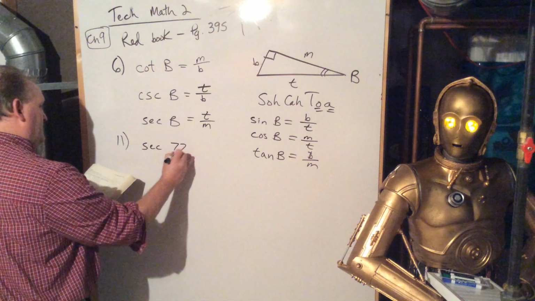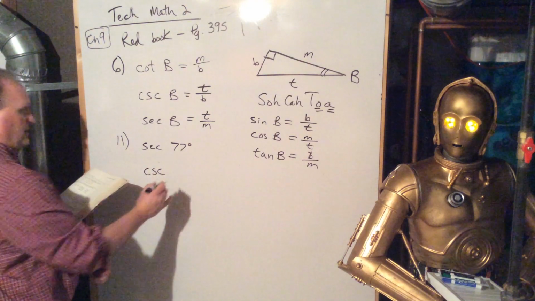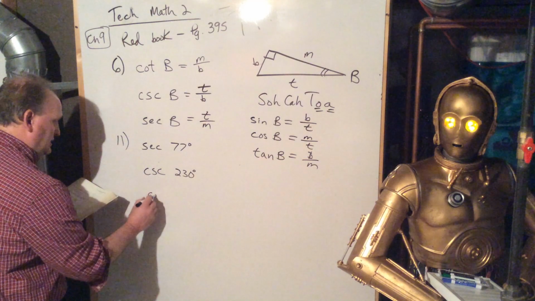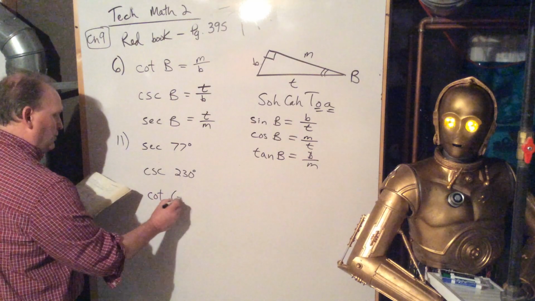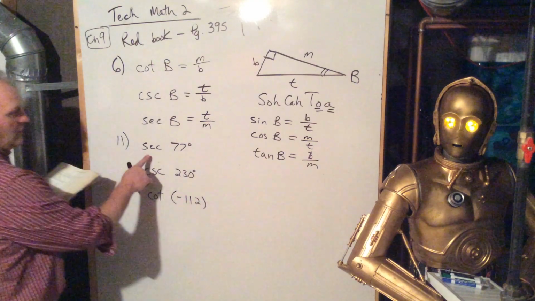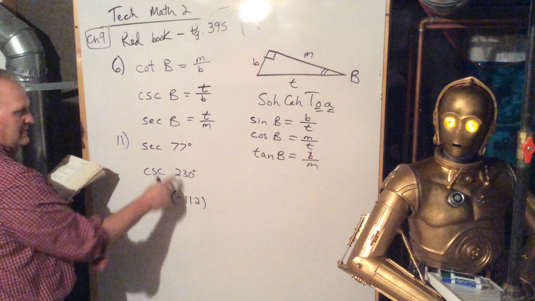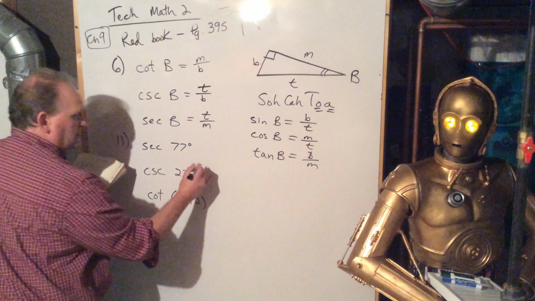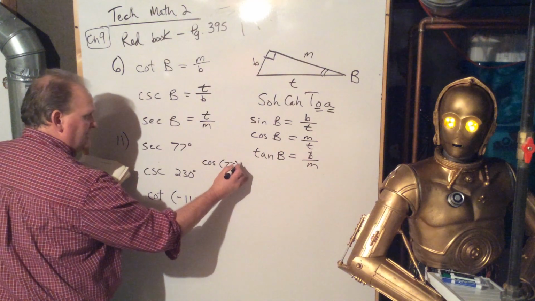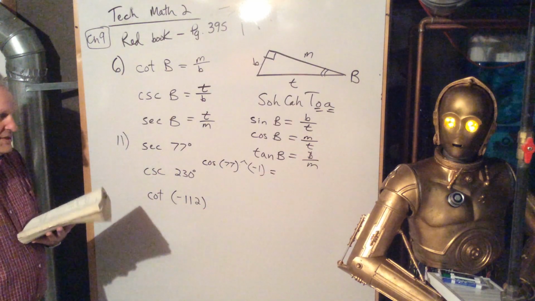So now if you want to skip to number 11, it says use your calculator to determine the secant of 77 degrees, the cosecant of 230 degrees, and the cotangent of negative 112 degrees. And so what we can do is we can take the cosine of 77 and then take its inverse, take it to the negative 1 power. So if I wanted to key this into my calculator, I could do the cosine of 77 degrees, but then raise that to the negative 1 power. And what that'll do is take the reciprocal, basically.